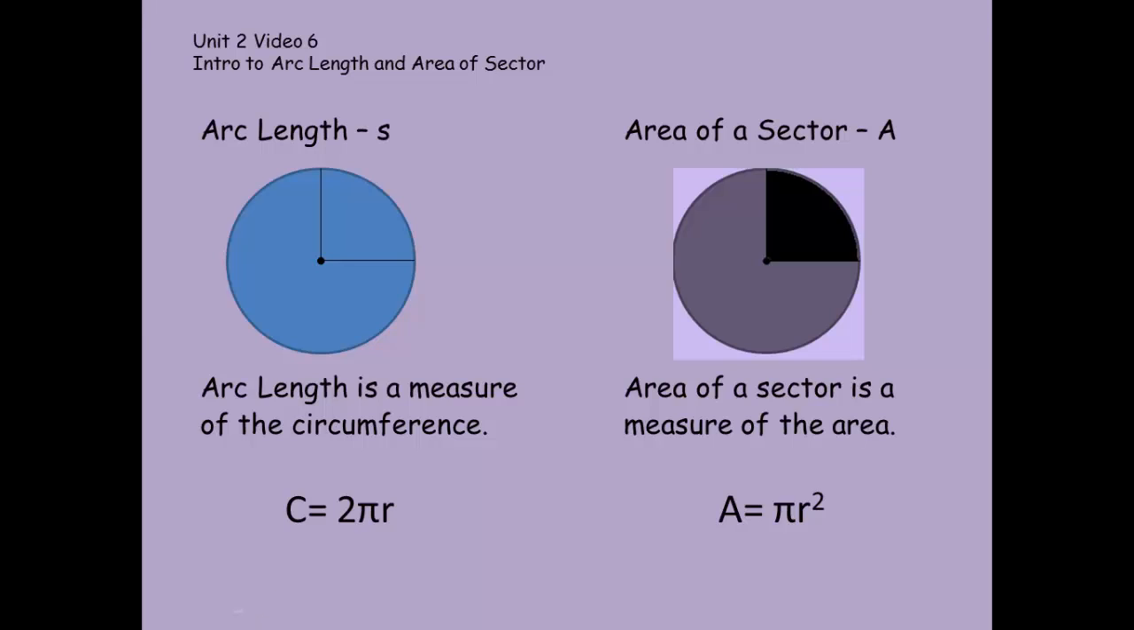The first topic, arc length, is going to be symbolized by the lowercase letter s. Arc length is a measurement of the circumference, or a portion of the circumference. Our circumference formula, 2 pi r, represents the distance around the entire circle. If I'm given an angle theta and a radius r, we're going to be able to calculate the arc length of a portion of the circle.